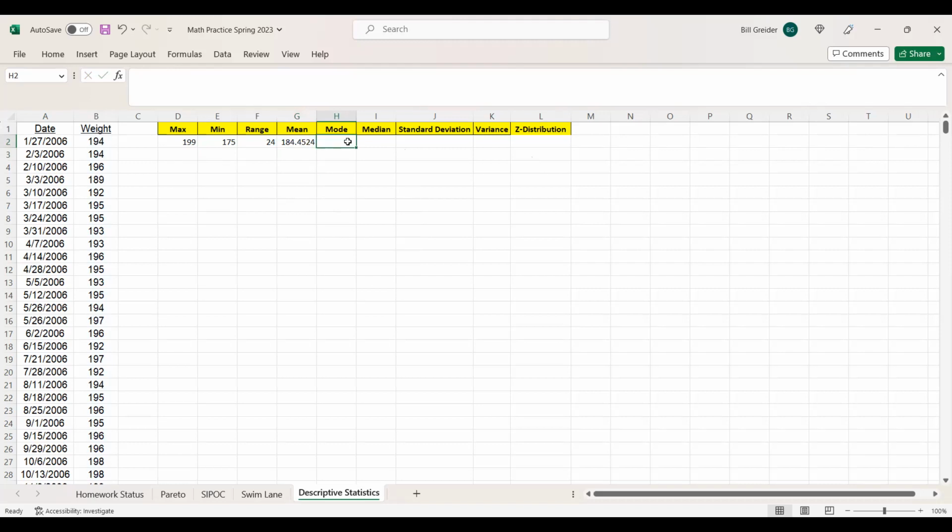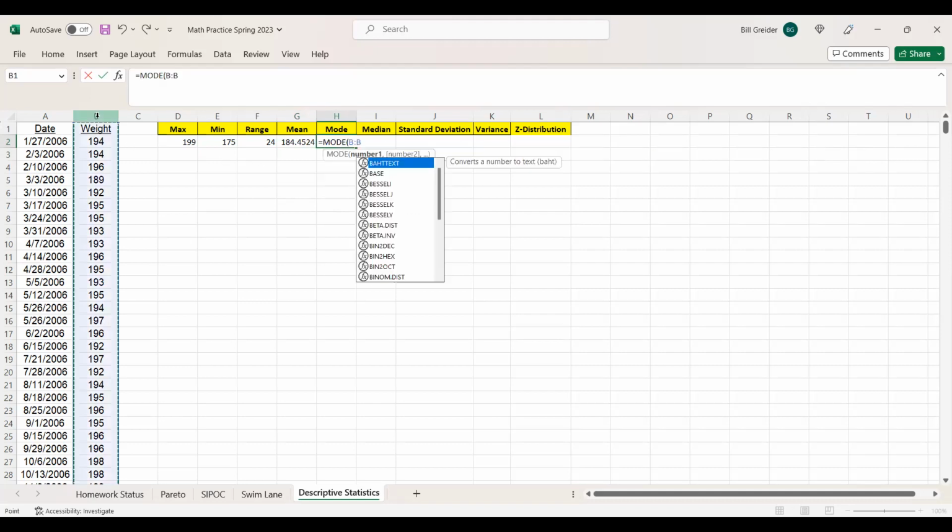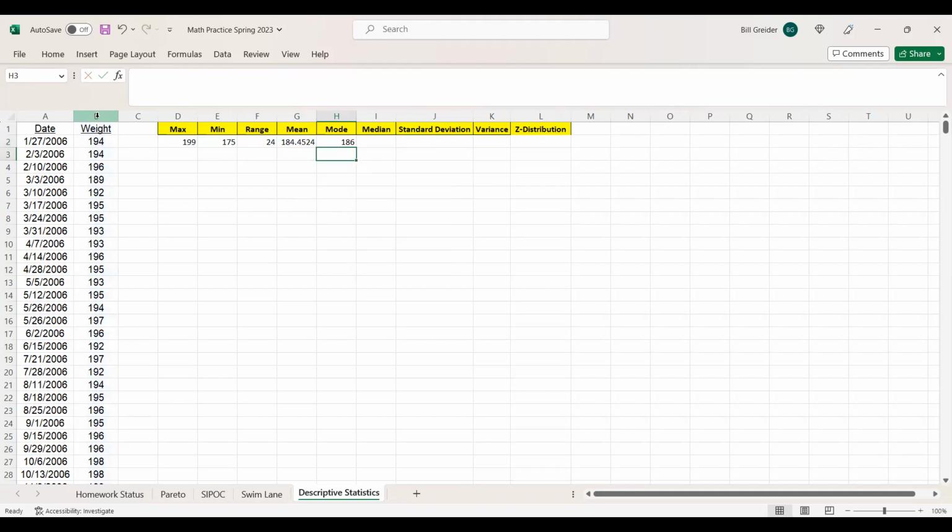Anyone? The most common. Yep. Good job, Frank. Equals mode. Double click. Most common weight, 186. That's the number that occurred, the weight that occurred most often over the last 75 weeks.